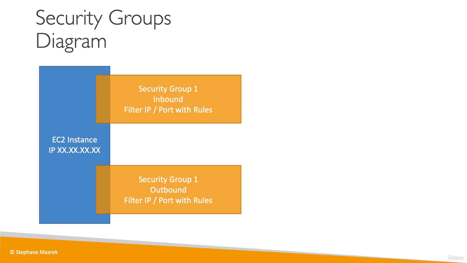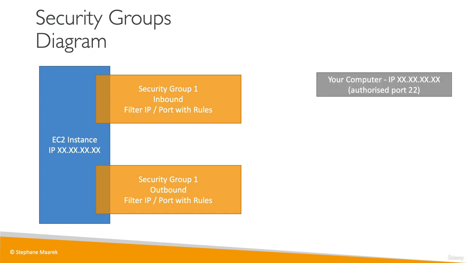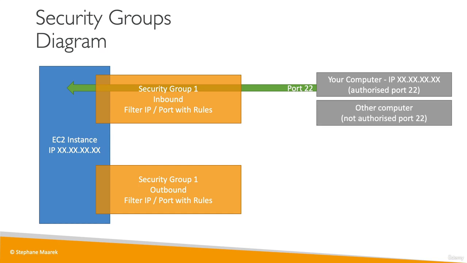Now let's look at the diagram. We have our EC2 instance, and it has one security group attached to it that has inbound rules and outbound rules. I've separated them onto this diagram. Our computer is going to be authorized on, say, port 22, so the traffic can go through from our computer to the EC2 instance. But someone else's computer that's not using my IP address, because they don't live where I live, if they try to access our EC2 instance, they will not get through because the firewall is going to block it, and it will be a timeout.